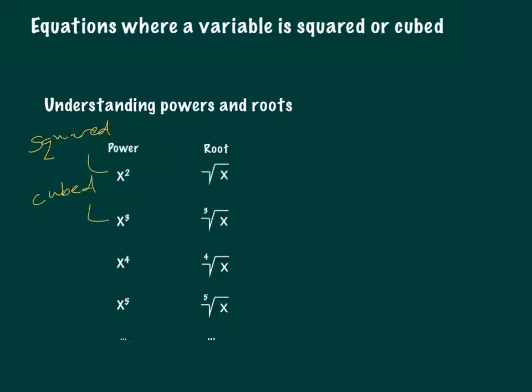So for example, you might have an equation that looks something like this: x squared minus 5 equals 4. If that was just straight up x, that would be so easy to solve. You would just add 5 to both sides. But now we've got to go a step further, and we're going to deal with questions that look like that shortly. But first, I just want to make sure that we have a good understanding of the difference between powers and roots.